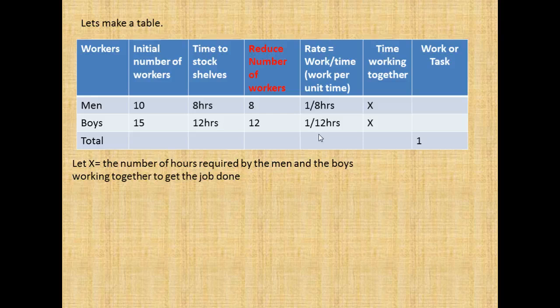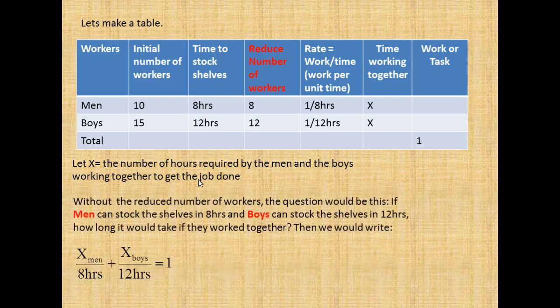So this is a little different problem. Let X equal the number of hours required by the men and boys working together to get the job done. If we just include the men and the boys the way they are, 10 and 15, we solve the problem as we did before. But now we have a reduced number of workers. Without the reduced number of workers, the question would be: if men can stock the shelves in 8 hours and boys can stock the shelves in 12 hours, how long would it take if they work together?